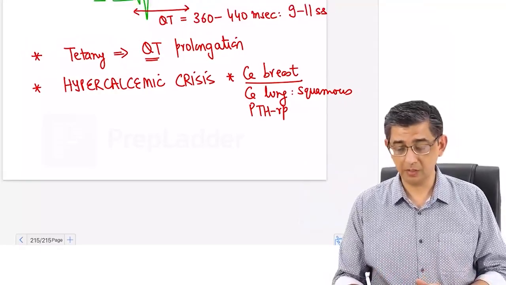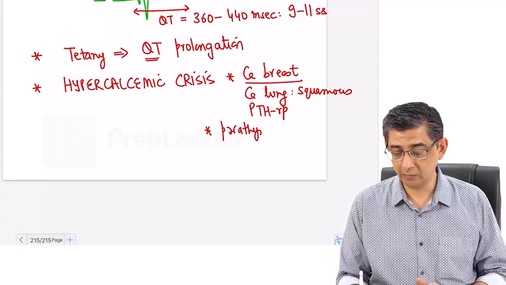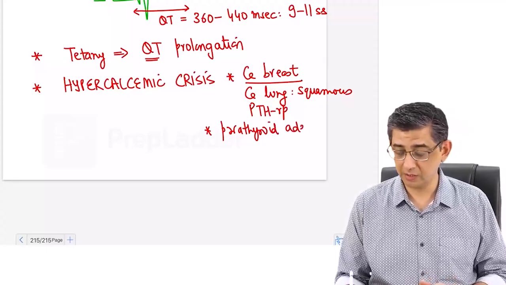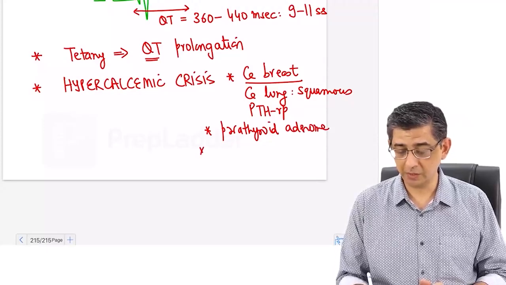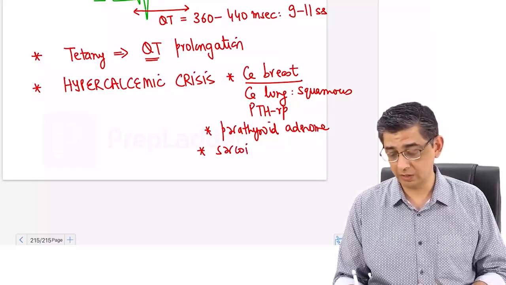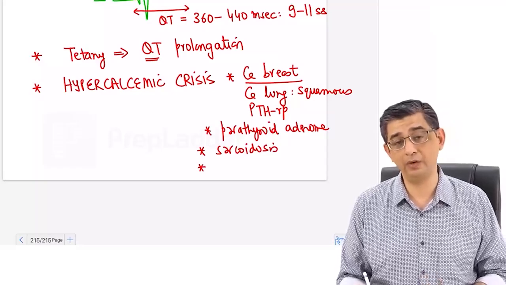Another cause of hypercalcemic crisis can be a parathyroid adenoma. There are 4 parathyroid glands, so the tumor can be originating in any one of them and usually is more common in the inferior ones. The third important cause for hypercalcemic crisis would be having non-caseating granulomas. The condition I'm talking about is sarcoidosis, where these granulomas can be synthesizing vitamin D3.